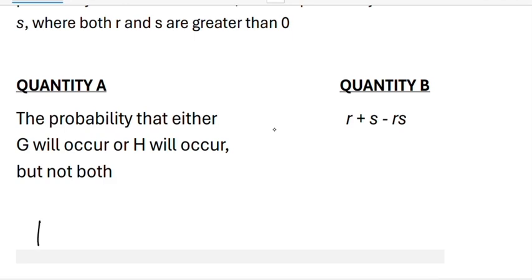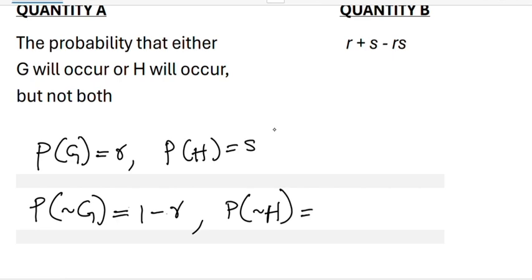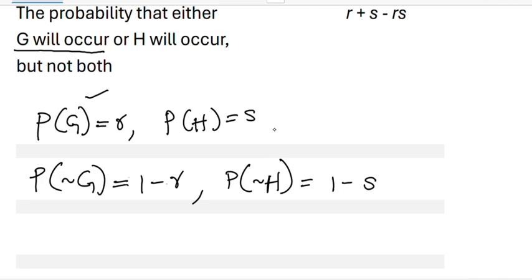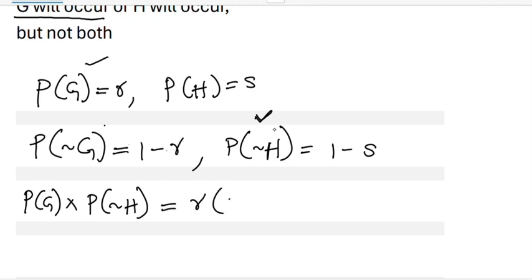Okay, so let's start by doing this. The probability that G will occur is R, and the probability that H will occur is S. The probability that G will not occur is simply 1 minus R, and the probability that H is not going to occur is 1 minus S. So the probability that G will occur alone means G will occur and H will not occur. That is simply the probability of G times the probability that H will not happen, which is R times 1 minus S.